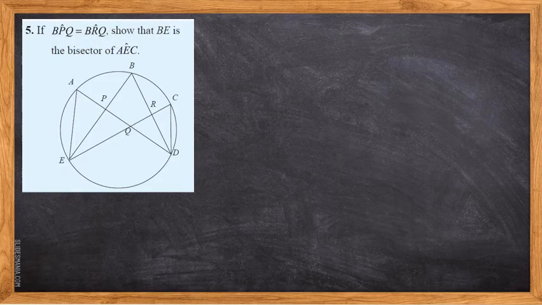Let's look at one more question. Right, here it says BPQ is equal to BRQ. Here BPQ is equal to BRQ. Show that BE is the bisector of AEC. BE line එකෙන් AEC bisect වෙනවා කියලා පෙන්නන්න කියලා තියෙනවා. In other words, we have to show that AEB angle is equal to BEC angle. එහෙනම් බලමු අපි කොහොමද මේක කරන්නේ කියලා.